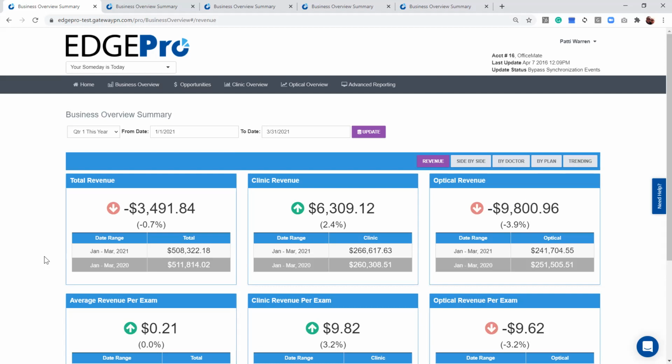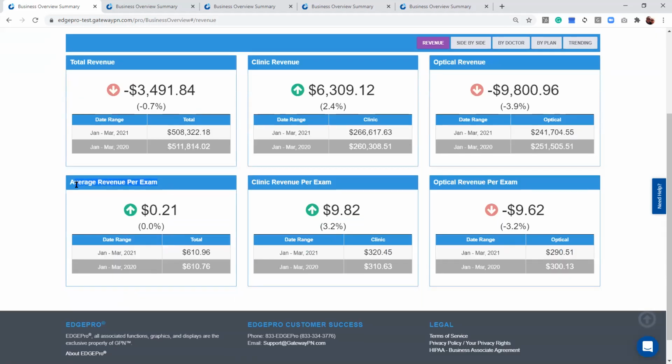But we can also see our average revenue per exam on this page. This is on average how much our patients are spending based off of a routine eye exam. And we can see in 2020, they spent $610.76. This year, they're spending $610.96. So they're spending 21 cents more than they did last year.